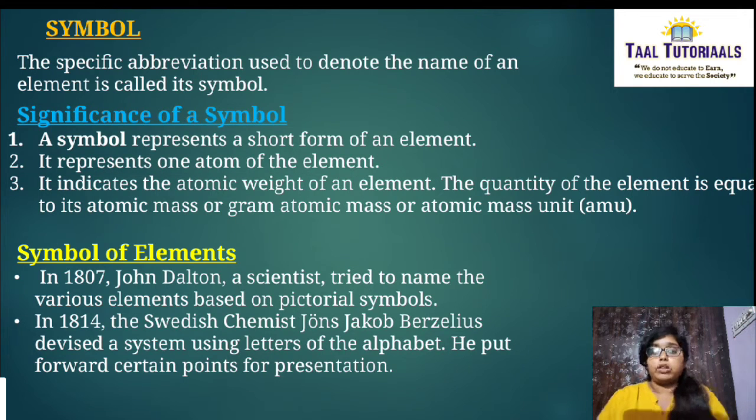Next, symbols of elements. In 1807, John Dalton, a scientist, tried to name the various elements based on pictorial symbols. So he tried many ways to name the symbols. Okay, next came in 1814, the Swedish chemist Johannes Jacob Berzelius, who devised a system using letters of the alphabet. He put forward certain points for presentation. Even he tried to name the elements with different symbols.